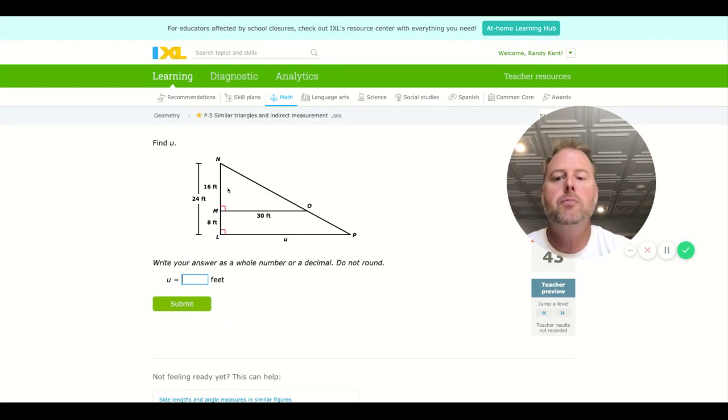A lot of people get confused by this because they start looking at the little 8 down here and thinking that has something to do with it. It doesn't. So the 16 matches up with the 24. So I multiplied it by 1.5. So you take 24 divided by 16, that's 1.5. So what did I have to do here, MO, to get to LP? Since they're in proportion, I have to multiply by 1.5. So 30 times 1.5 would be 45. So U would have to be 45 feet.